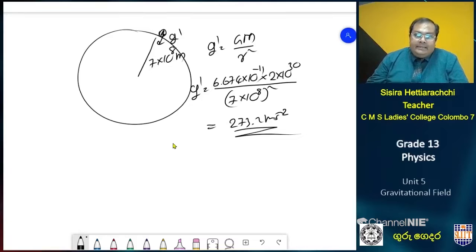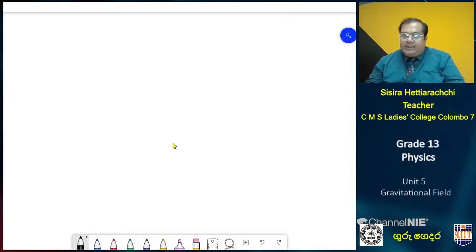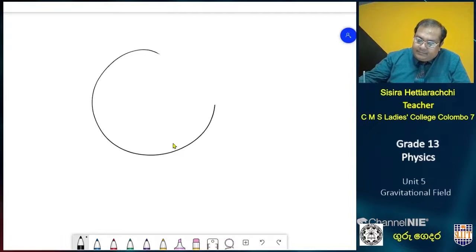This is field intensity. And you should know gravitational potential. Next topic is gravitational potential. What is gravitational potential? We are doing so many questions with gravitational field intensity and Newton's basic equation. We are doing more questions, but for the moment we have to complete the basic theory part also. Gravitational potential is the next topic, right? What is that?